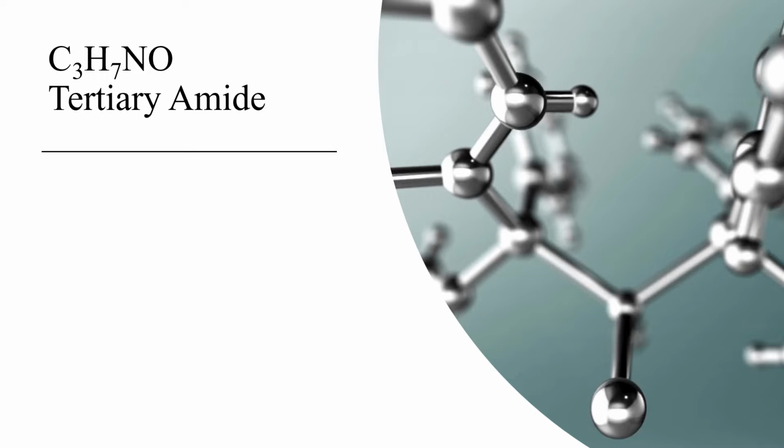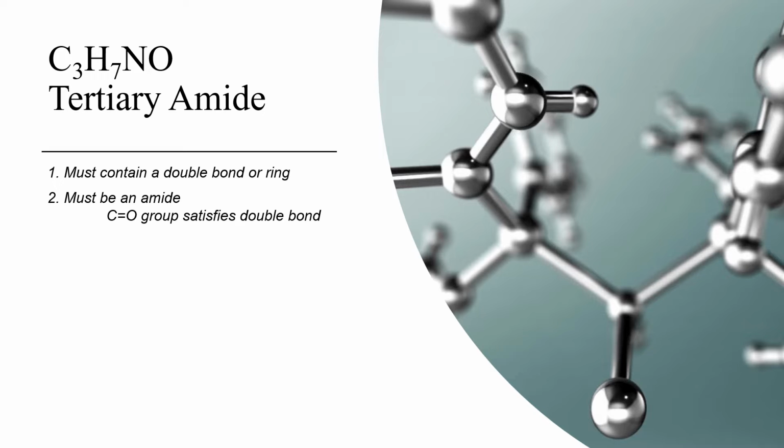So before we draw our line structure, we should list out all of the information we know. From the previous slide, we calculated that our molecule must have either a double bond or a ring. We also know that it must have an amide functional group, and we know that the amide must be tertiary. The C double bond O that is necessary to create the amide functional group satisfies our need for a double bond, so we know that it will not have a ring structure.